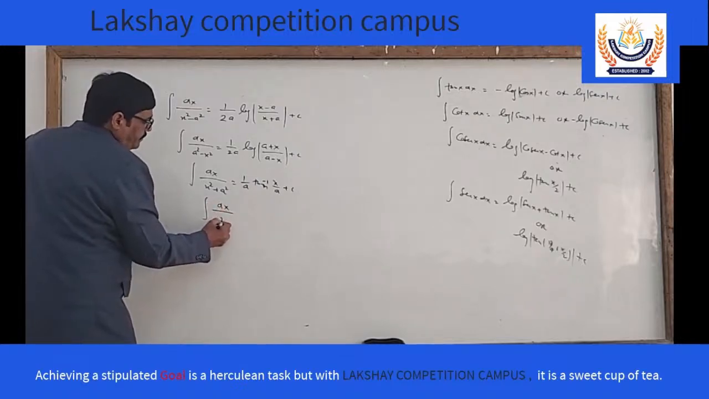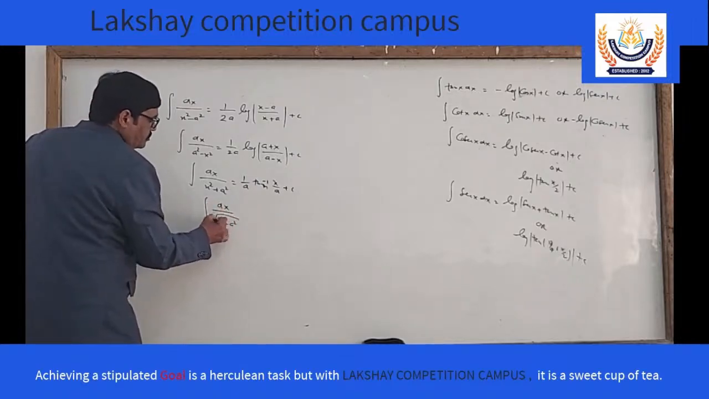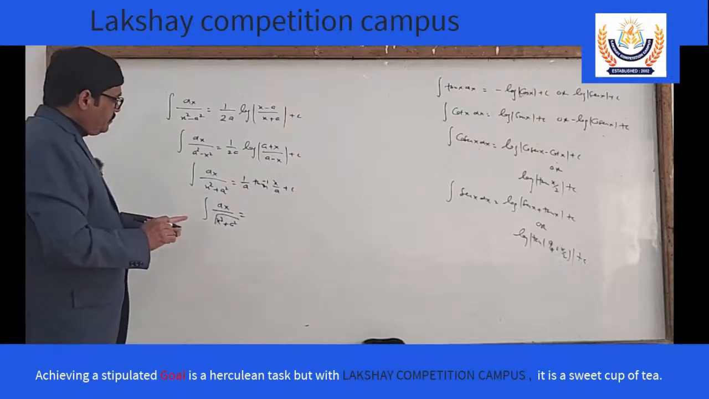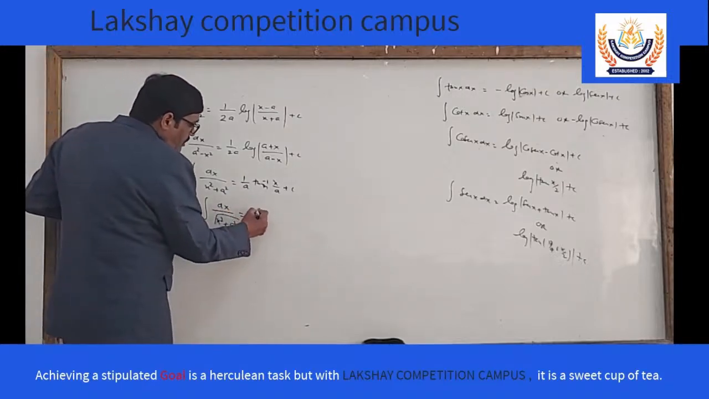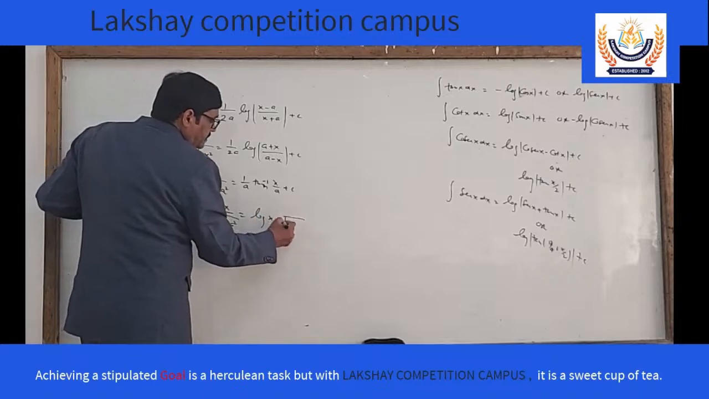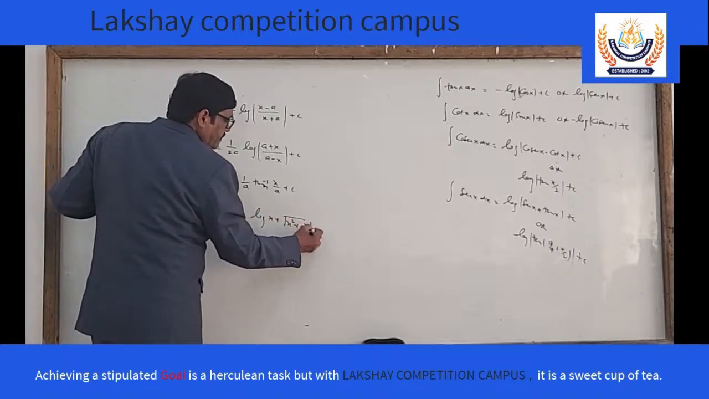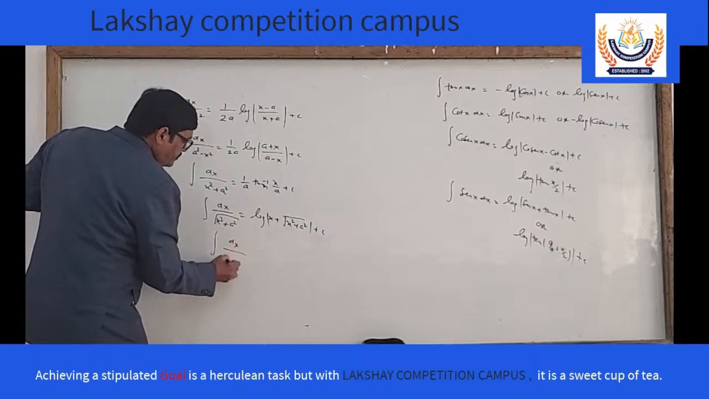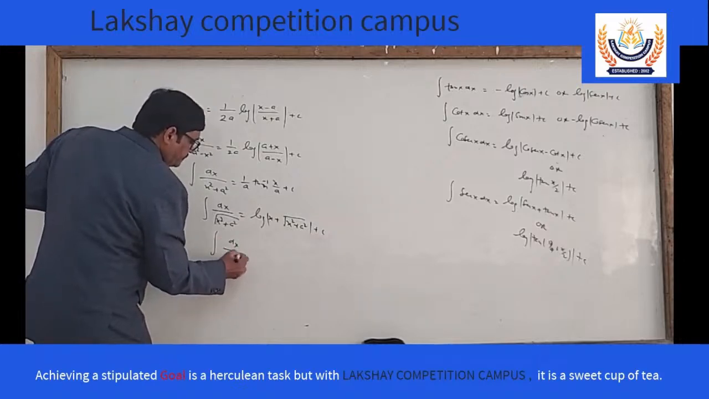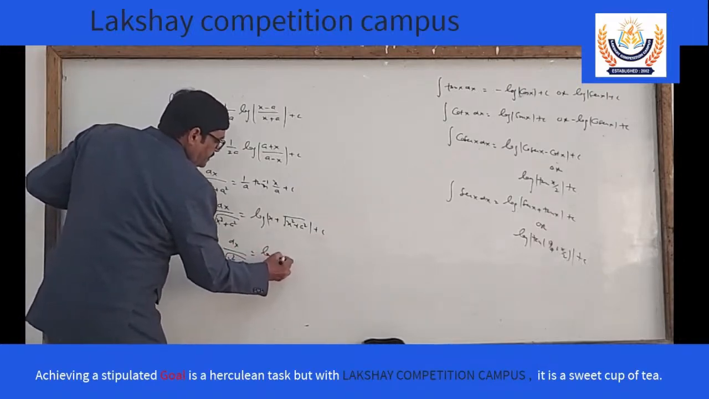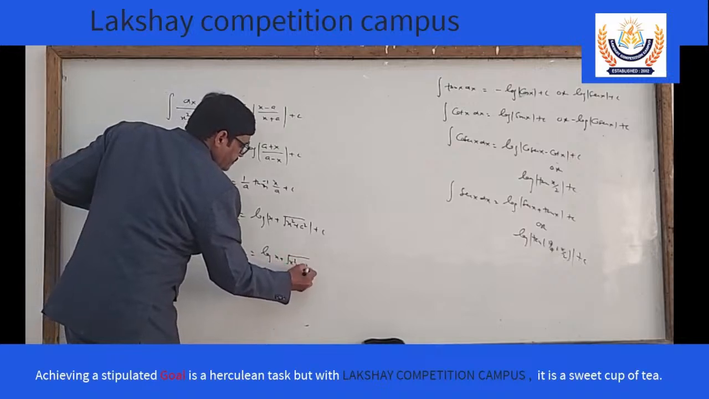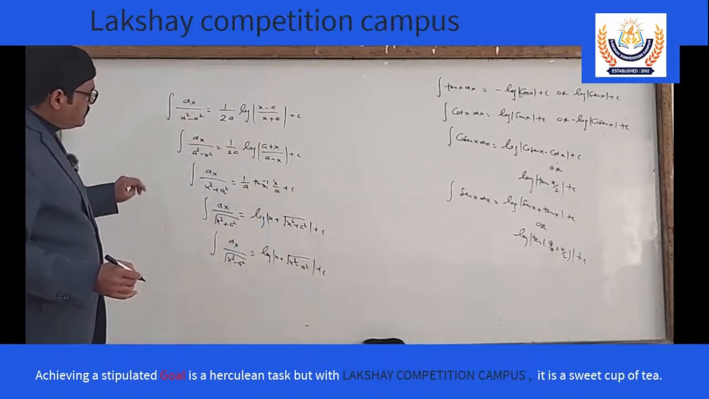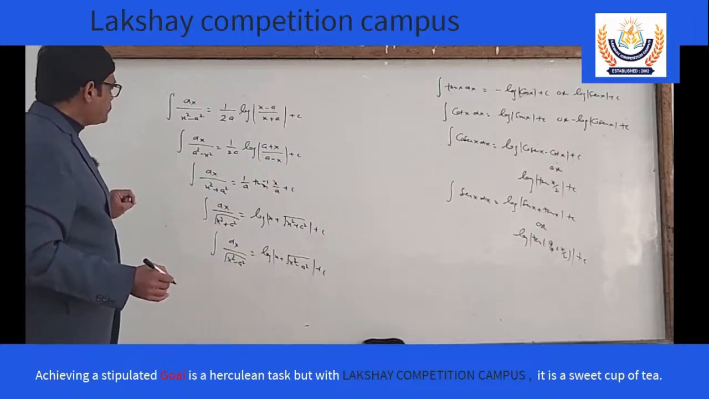Integration of 1 upon the square root of x square plus a square is log of x plus the square root of x square plus a square. Integration of dx upon the square root of x square minus a square is log of x plus the square root of x square minus a square. Clear?